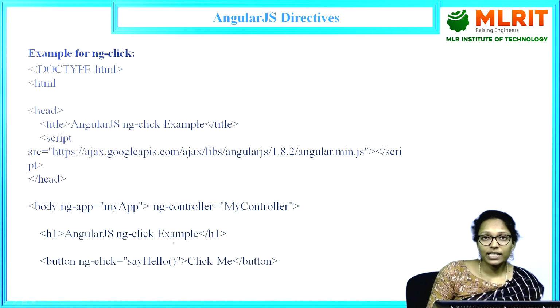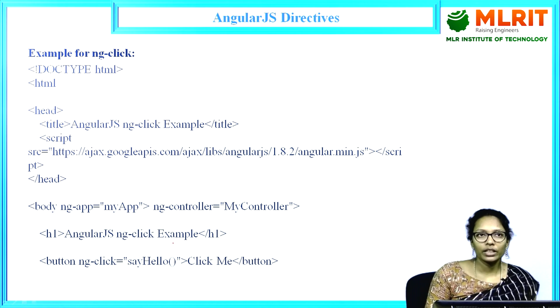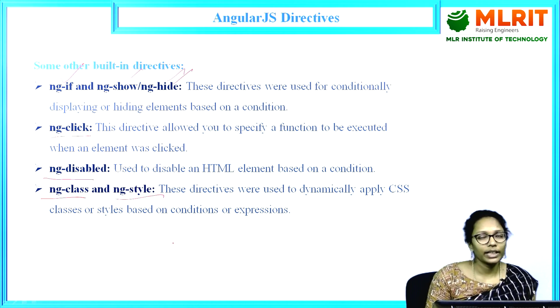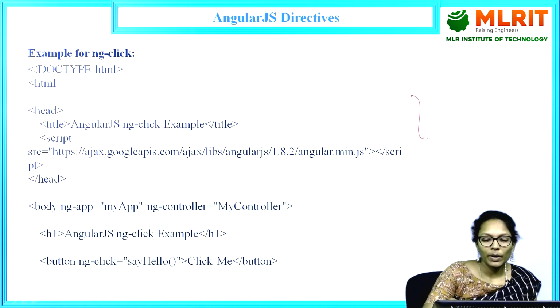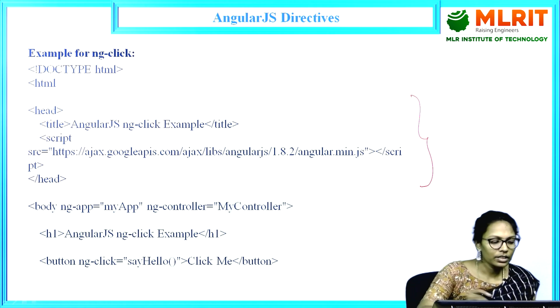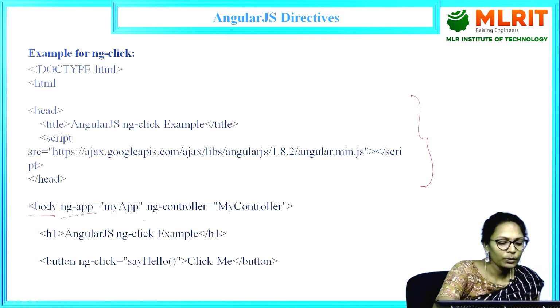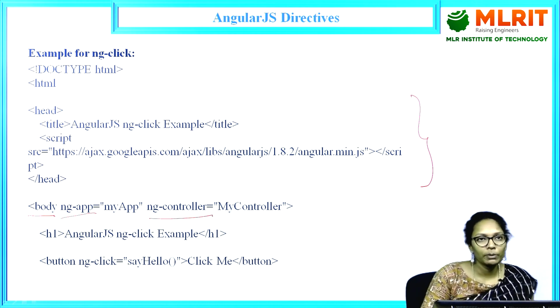So we'll see one example for ng-click. For everything we can discuss examples, right? These are additional directives, so generally we don't use them much, but we will see one example for ng-click. We know this is mandatory for all AngularJS applications: the complete body I am making as AngularJS. Here I am writing two attributes, ng-app and ng-controller, because I'm going to write some modules and controllers in this program.